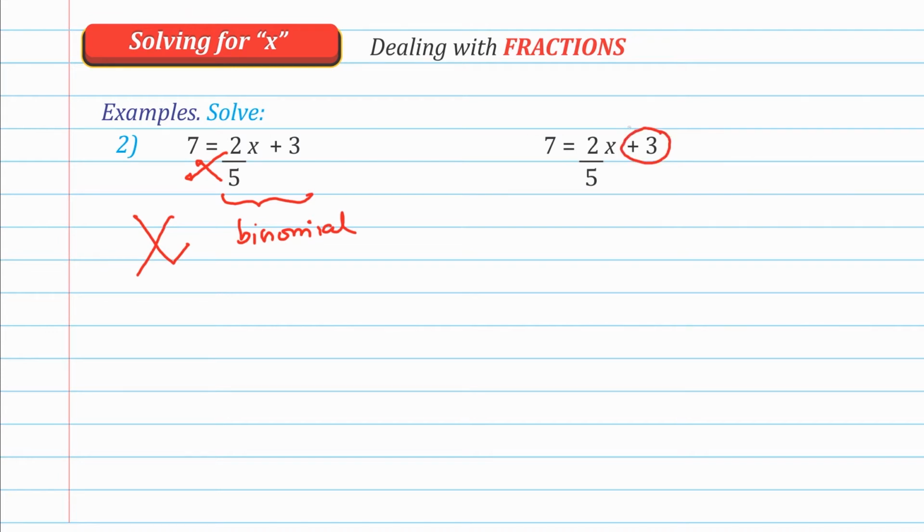The quickest way is to transpose plus 3. So on the right side, we now have 7 plus now becomes minus, the law of transposition. Reverse its sign. So we now have 2/5 x on the right side. Simplifying the left side, you have 7 minus 3 is 4.